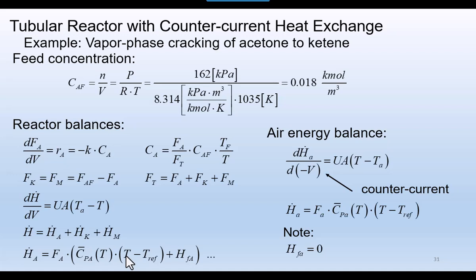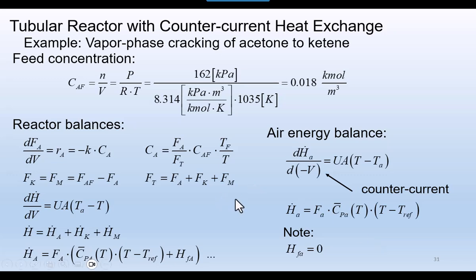For the air, it has countercurrent flow, so we have to put in a minus sign here, and that shows transfer from the reaction mixture to the air. And then when we apply the minus sign over here, it reverses that. So we end up with the air minus the temperature of the reaction mixture. And then, again, the enthalpy of the air can be described in terms of the temperature. And we note here by using standard conditions that the reference enthalpy of the air is 0.